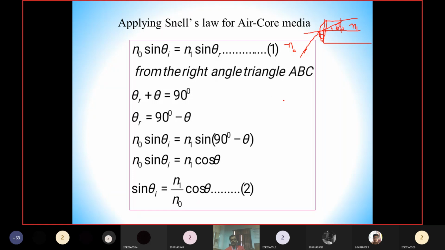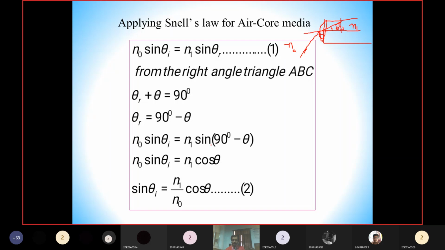Okay, understood here? This is theta I, and this is theta r. This theta r makes an angle theta here. Now this is a triangle, so in the triangle theta r plus theta is equal to 90 degrees. Therefore theta r is equal to 90 minus theta. I am substituting the theta r value here.